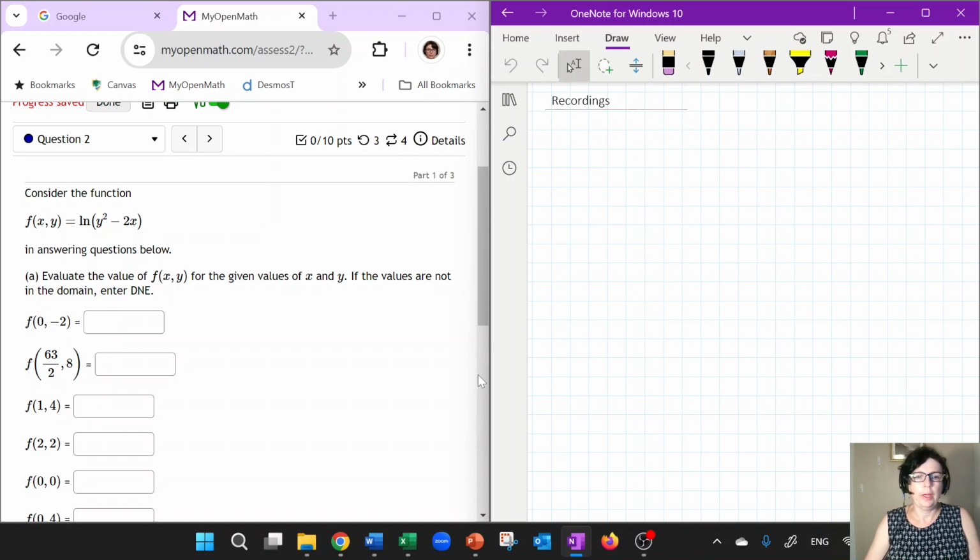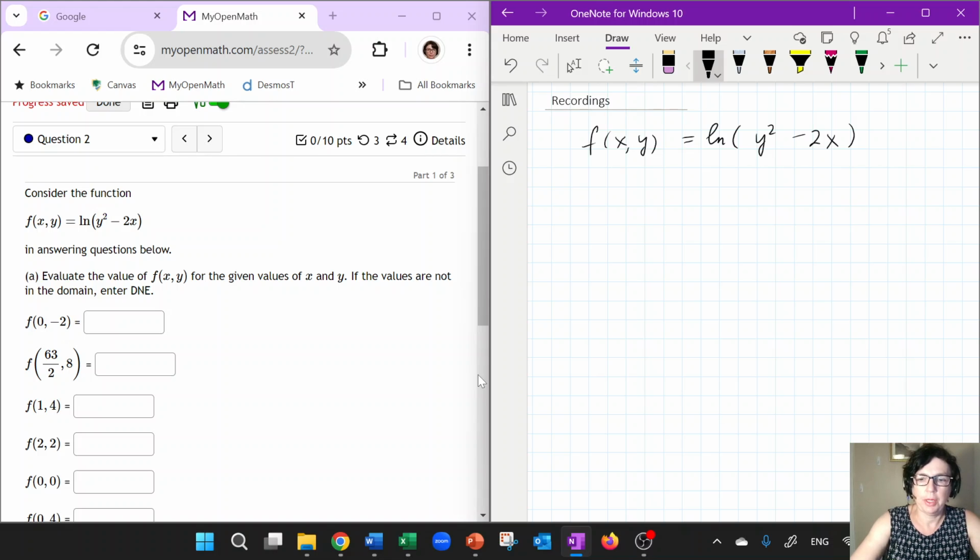In this question, we are going to evaluate the values of a function f of x, y equals natural log of y squared minus 2x. And we will also take a look at how to find its domain and graph it. So first, we just have to compute some values, and you need to keep in mind that log of negative numbers and 0 is not defined. So if you see anything like that, then the answer would be D and E.